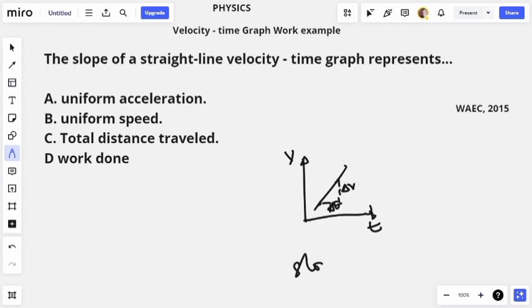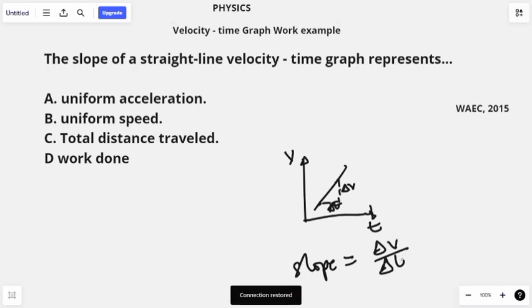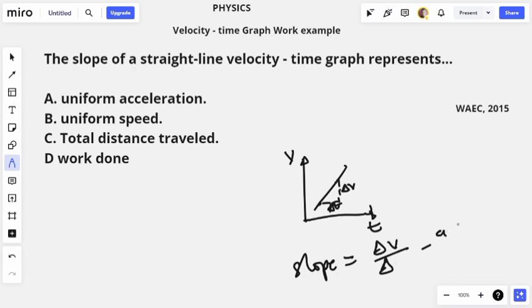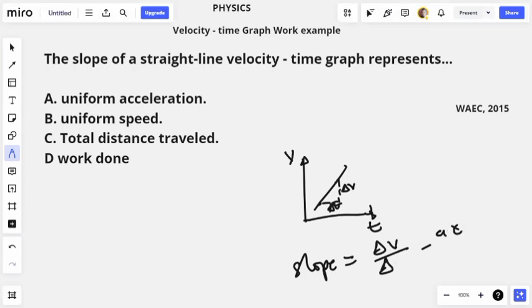So slope is what? Change in v over change in t. And change in v over change in t, what does it represent? It represents what? Acceleration. It represents acceleration. So the slope of a velocity time graph represents what? Uniform acceleration. Option A. Thank you.